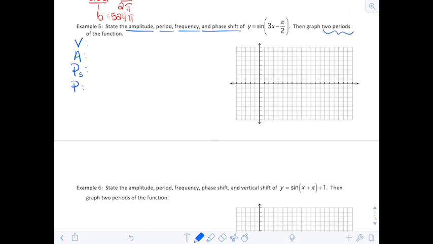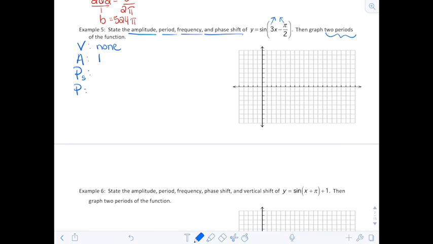So vertical translation, if we look at this, there is no D value. So there is no vertical translation. We don't have to worry about that. The amplitude is going to be 1. Now, the phase shift. If we look at the phase shift, this is our C value, pi over 2, and 3 is our B value.